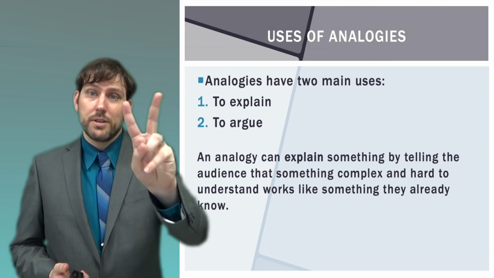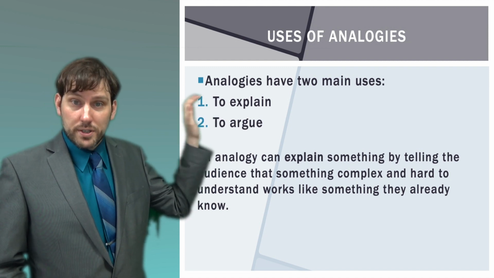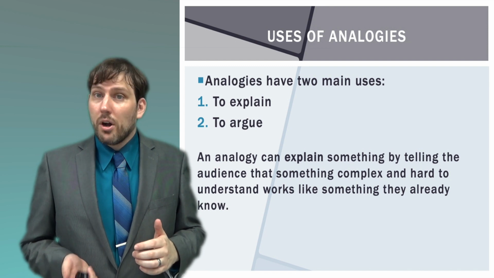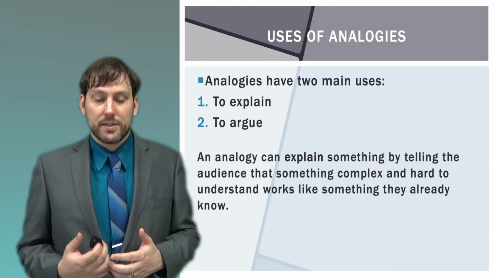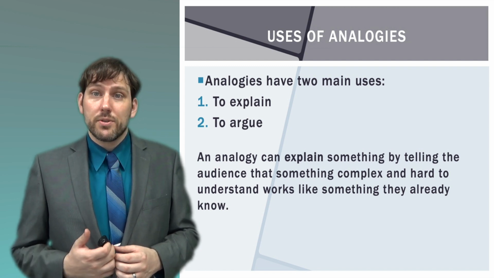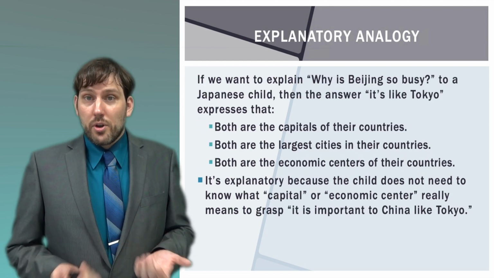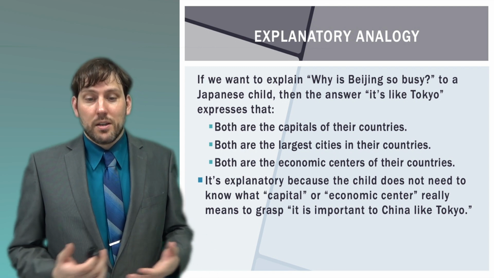So there's two things we use analogies for. The first thing we can use an analogy for is to explain something. The second is to argue. When we're explaining, we often use something that is easy to understand to explain something complex and hard to understand. So we pick something people already know, and we use this to explain something people can't easily see or can't easily understand.